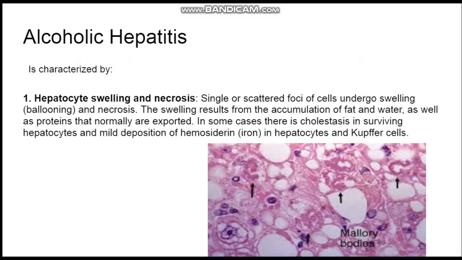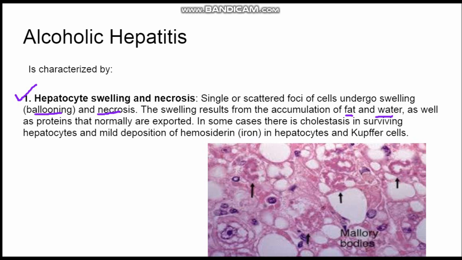Now going to the second spectrum, that is alcoholic hepatitis. What are the things which you can see morphologically in hepatitis? Firstly is hepatocyte swelling and necrosis. The single or scattered hepatocytes can undergo swelling, that is known as ballooning, and can undergo necrosis. Now why will they undergo ballooning? Because there is deposition of fat, deposition of water, and certain proteins which are normally exported from the hepatocyte are not being exported. Because of that, ballooning as well as necrosis takes place.